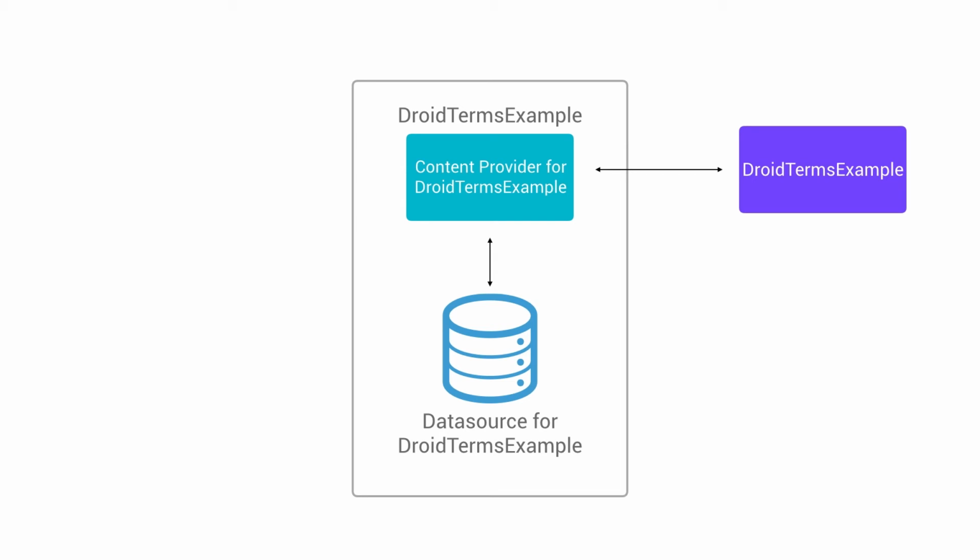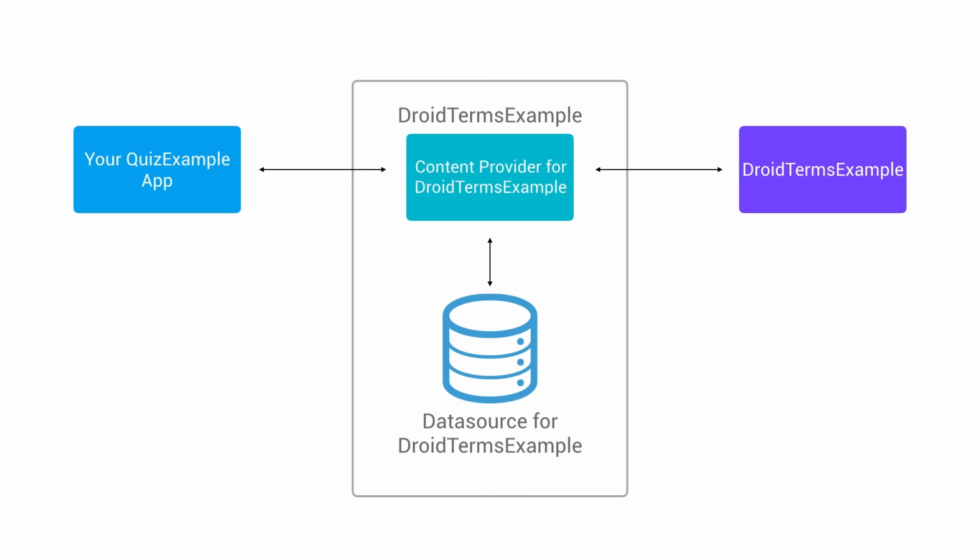Okay, so we've looked at DroidTermsExample. Now, imagine that you want to make an app that quizzes users on the definition of the Android words in DroidTermsExample. DroidTermsExample has all of this word and definition data already, but how can you actually access it? Well, since whoever made DroidTermsExample used a content provider, you can easily access all of this data in your own app.